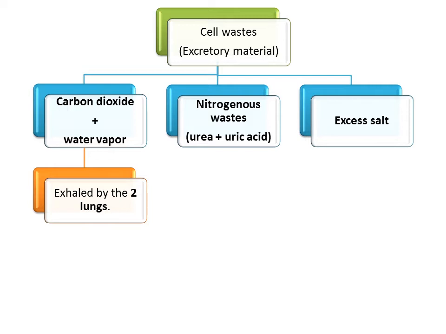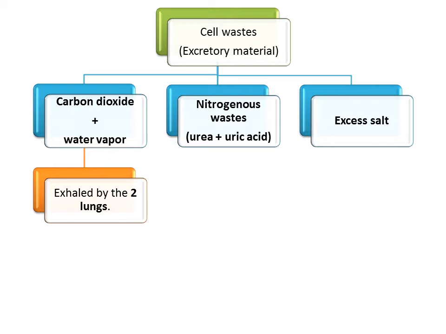Where do urea and uric acid come from? They come from the breaking down or burning of the proteins inside the cell. So when I burn or break down the proteins inside the cell, they give me a type of waste called nitrogenous wastes. These nitrogenous wastes include both urea and uric acid.